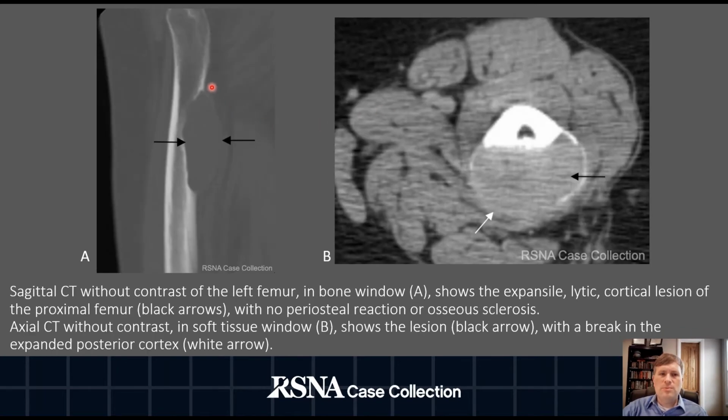CT without contrast was obtained. The image in the bone window on the left demonstrates the expansile lytic lesion with no bony sclerosis or internal matrix. The image in the soft tissue window on the right demonstrates that the lesion has diffuse intermediate internal density with a break in the thin and expanded posterior cortex.